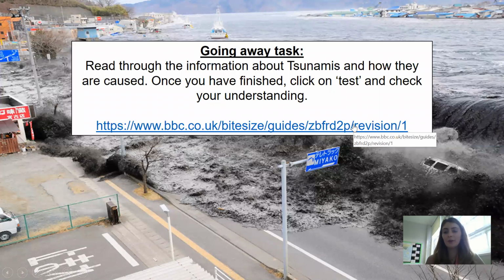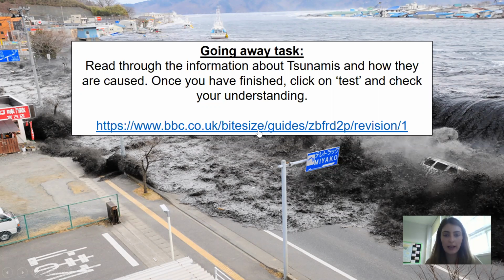Now this links onto your going away task, because today I've spoken about earthquakes, I've spoken about volcanoes and what kinds of plate boundaries they're formed on, but I've not really mentioned tsunamis. So your going away task is to read through the information about tsunamis and how they are caused. Once you've finished, click on test and check for your understanding.